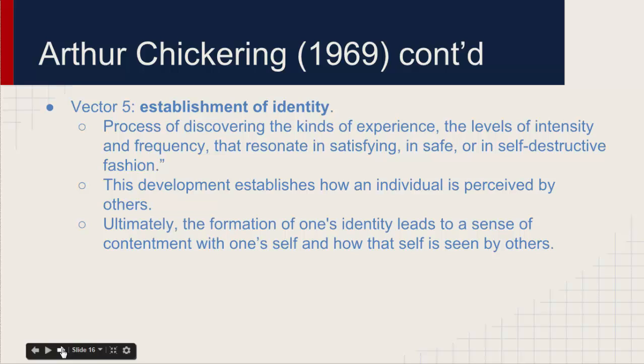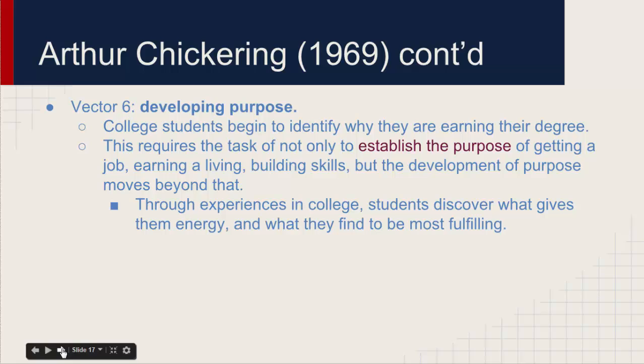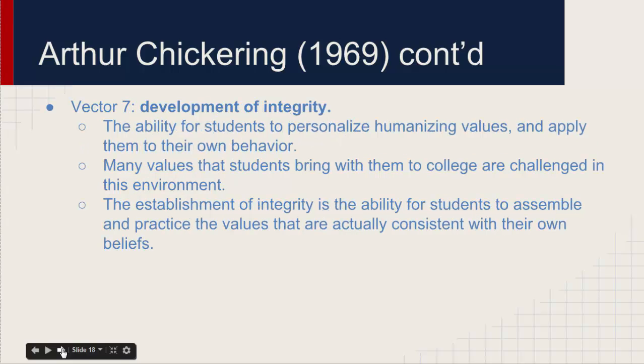Establishing identity is important. Students should be able to discover all sorts of experiences that will help them to fashion their mind and their strength. Developing a purpose. Students should establish a purpose of getting a job, earning a living, building skills that are important. Their energy should be positive at all times. And Vector 7, development of integrity. The ability for students to personalize humanizing values and apply them to their own behavior.